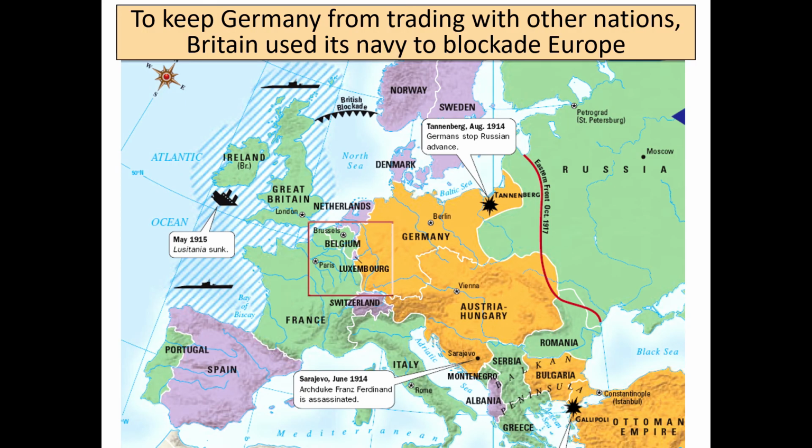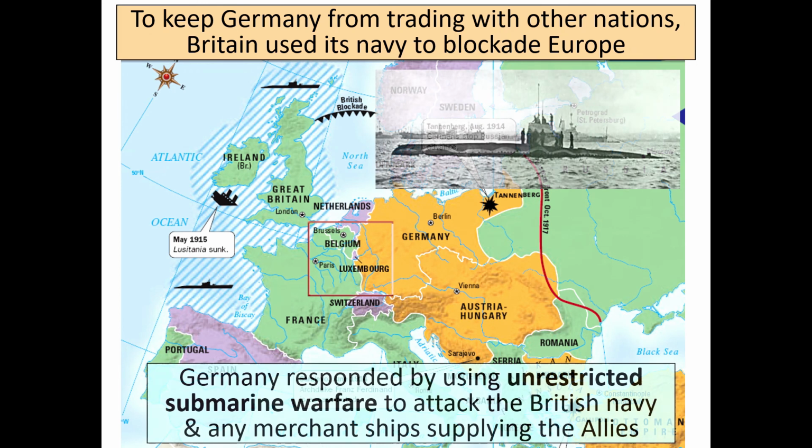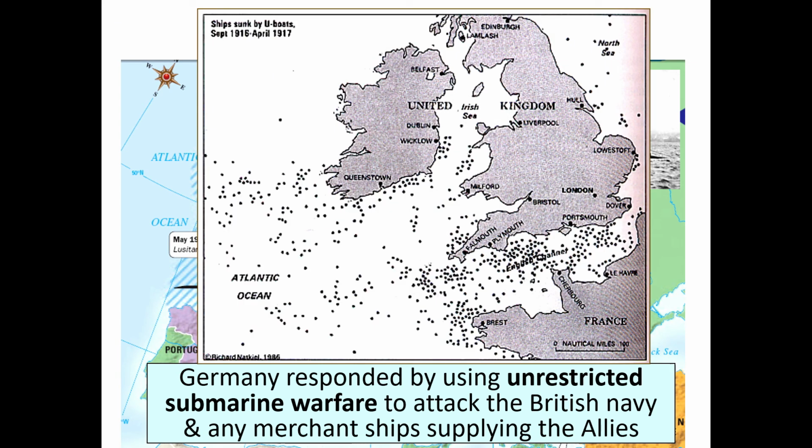To keep Germany from trading with other nations, Britain used its powerful navy to blockade Europe. Germany responded by using what we call unrestricted submarine warfare to attack the British Navy and any merchant ships that they thought were supplying the Allies with anything for the war effort. And that's why we call this unrestricted submarine warfare, because these submarines made no distinctions between battleships and passenger ships or cargo ships. And you can see the damage that they did. Each one of these dots represents a ship sunk by a German submarine between 1915 and 1917.